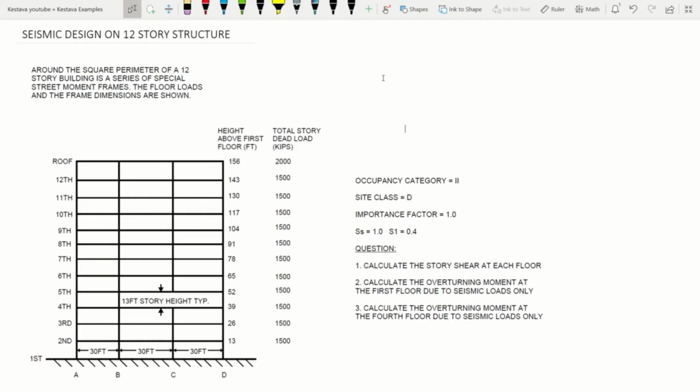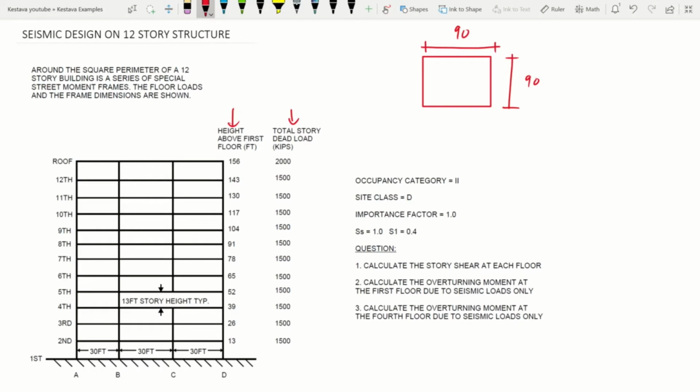Let's jump in. So we have here around the square perimeter of a 12-story building a series of special steel moment frames. The floor loads and the frame dimensions are shown. So we have all of our stories here. Each story is 13 feet typical, and there are 3 bays that are 30 feet wide each bay. And again, they said it's a square, so that's 90 by 90 in plan. You have your height above the first floor in feet, and then you have your total story dead load in kips. So at each floor, that's the summation of dead load for that floor.